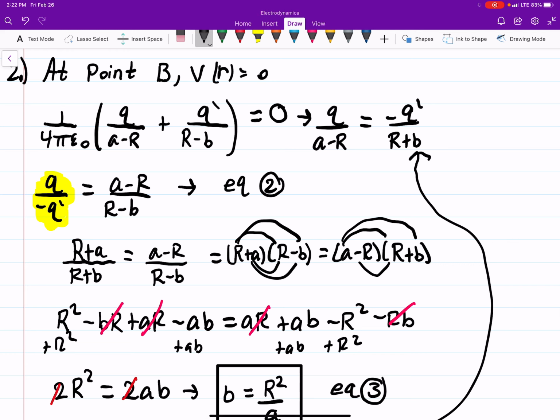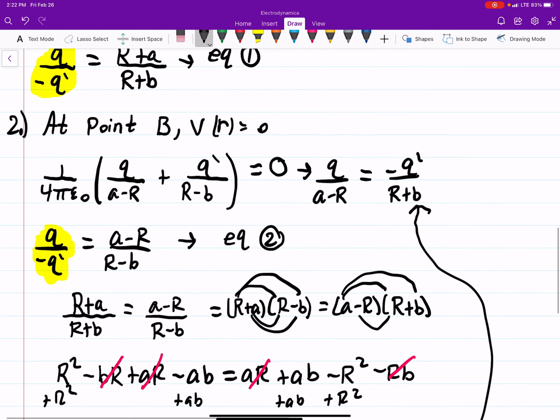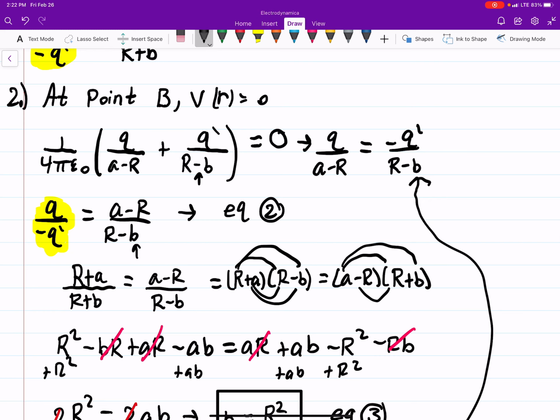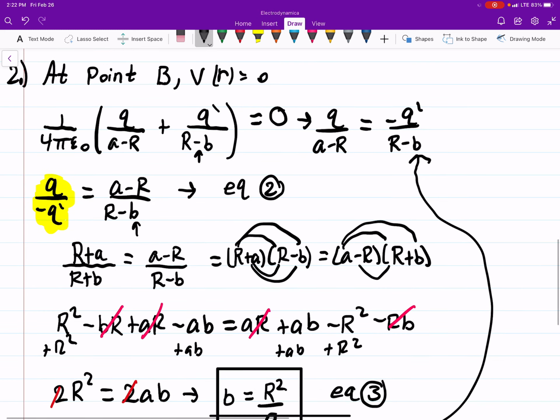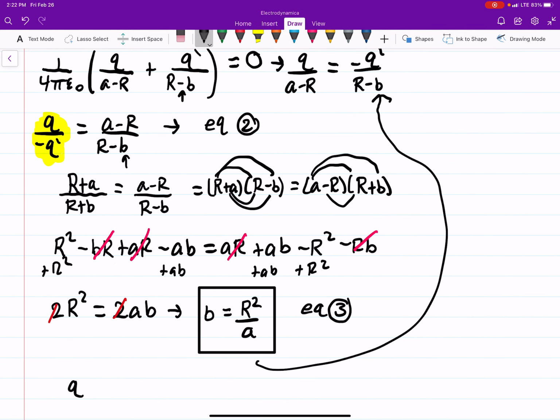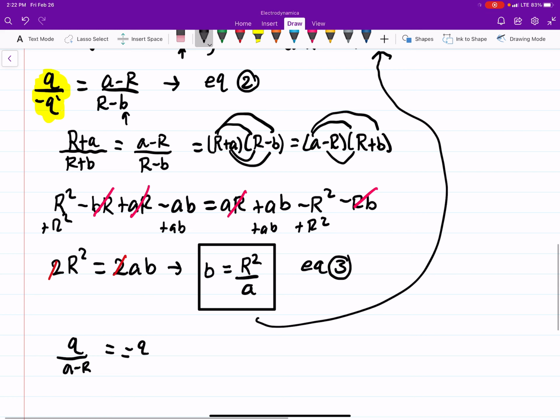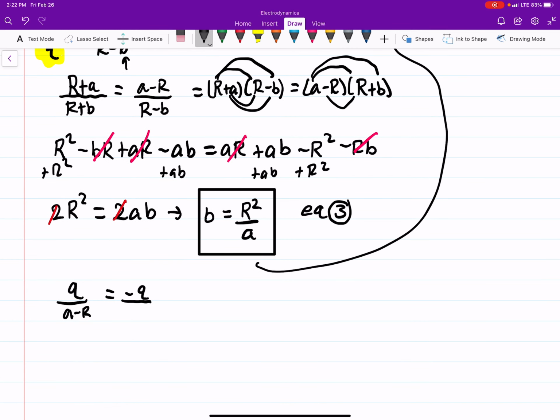Okay. So I think I'm going to go ahead and plug it into there. I think that makes the most sense. This should be a minus B though, shouldn't it? Yeah. And I did that here, so cool, good. Just double checking my work, making sure I didn't make any other mistakes. I think we're good. Okay, so I'm gonna plug that into there, and we get Q over A minus R equals negative Q over R minus R squared over A.